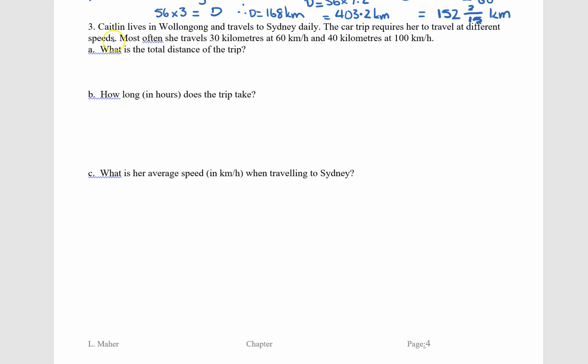Let's go back and read it again. Caitlin lives in Wollongong, travels to Sydney daily. I don't think we need to underline anything there. The car trip requires her to travel at different speeds. Still don't have to underline anything. Most often she travels 30 kilometres. Now, that is a distance. At 60 kilometres an hour. So that's a speed.